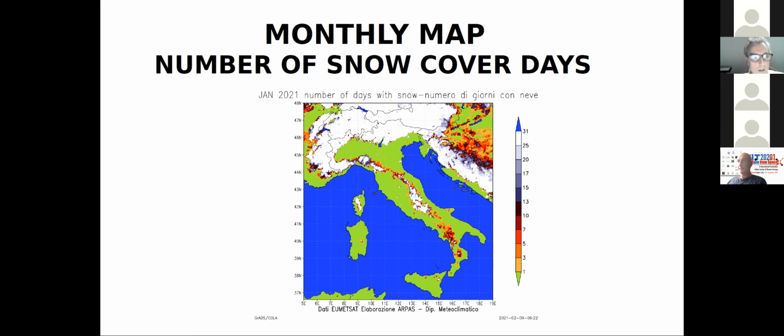This is the monthly map that shows the number of snow cover days for January 2021. We can see over Gennargentu top between 25 and 31 days of snow cover, also on the Etna Mountain and on the Corso Mountain, between 25 and 31 days of snow cover.